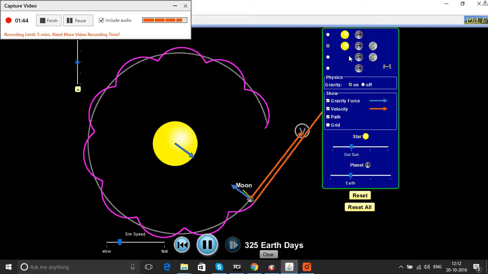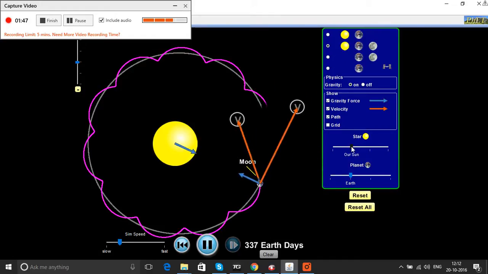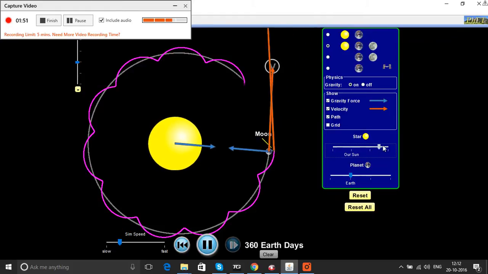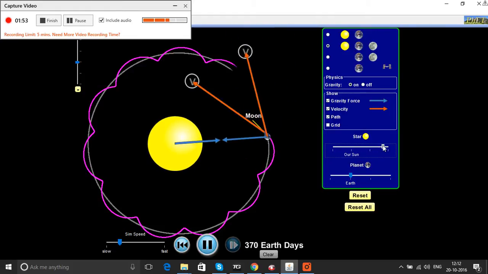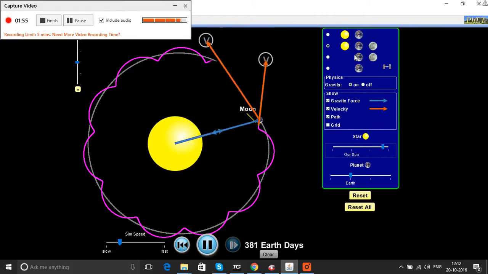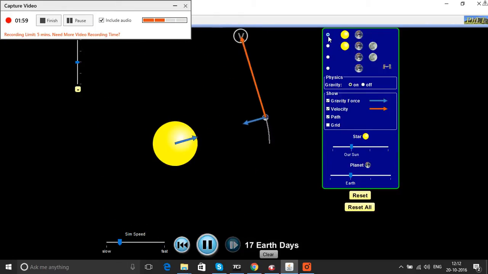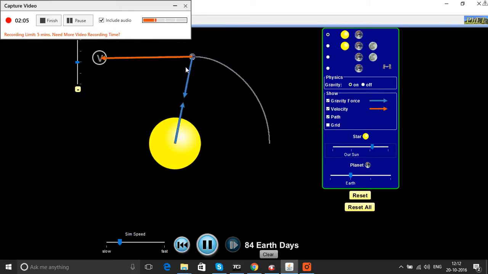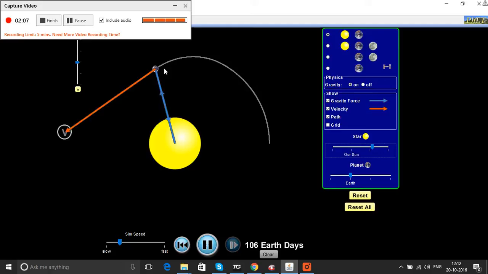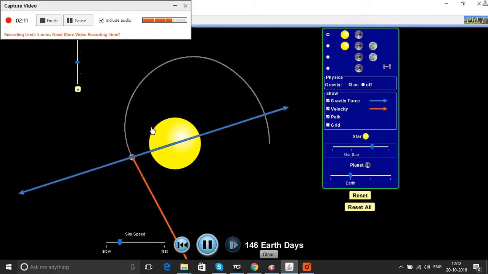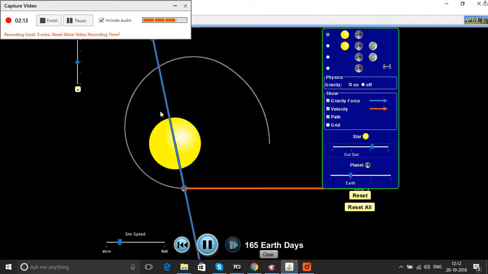Let's look at what happens if we increase the mass of the sun, for example. As you can see, the mass increases, the gravity increases. Let's look at just the sun and the earth for the time being, and you can observe that with the increase of the mass, the force of gravitation increases, and the earth actually tries to take a different path around the sun.